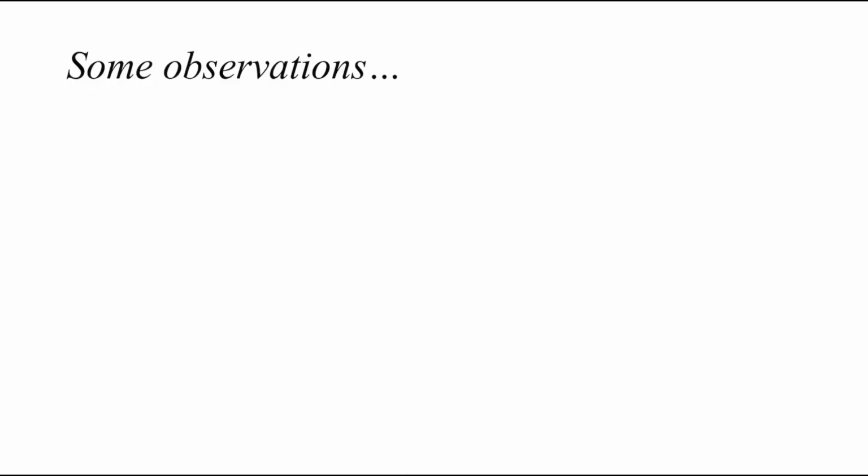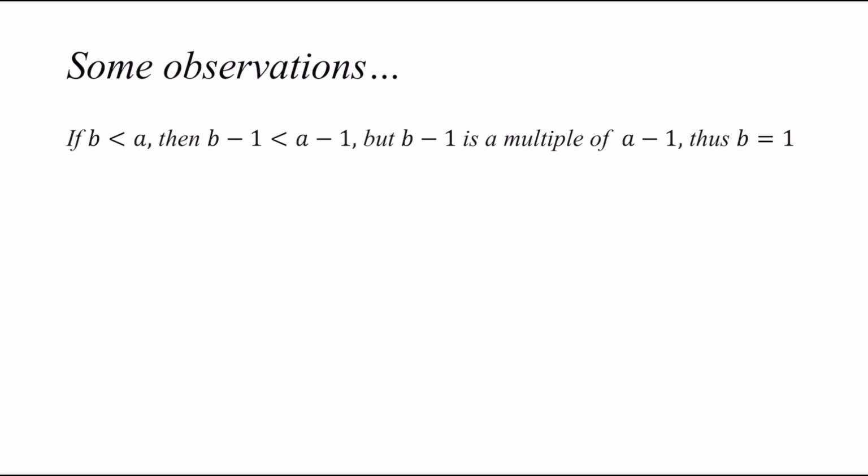We can deduce some simple observations here. First of all, if b is smaller than a, then b minus 1 is smaller than a minus 1. But b minus 1 is a multiple of a minus 1, which implies b minus 1 is larger than a minus 1. Therefore, b is equal to 1.